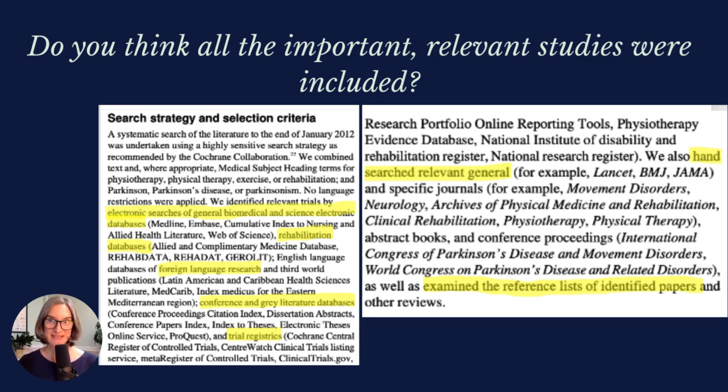This is where we go deeper into the methods section to judge whether we think all the important relevant studies were included. You need to have a read of the search strategy and the selection criteria section. They used a number of ways to try and find studies, including electronic database searching. They hand searched relevant journals, i.e. they went through all the papers in that journal to see whether there was anything that they missed. They examined the reference list of identified papers. To me, that sounds pretty exhaustive. So in that sense, it probably means that all relevant studies were found. I think it's okay to say yes to that question and then move on to the next one.